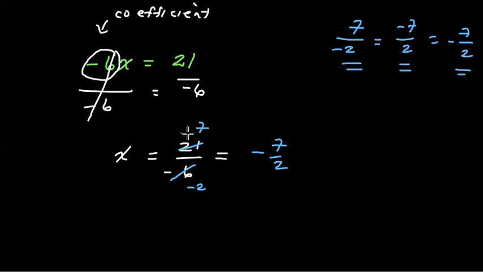As long as there's one of them that is negative, the whole thing will be negative. Okay? All right, so let's try another one. Let's try negative 2x is equal to 14. And then let's try negative 4x is equal to negative 16.